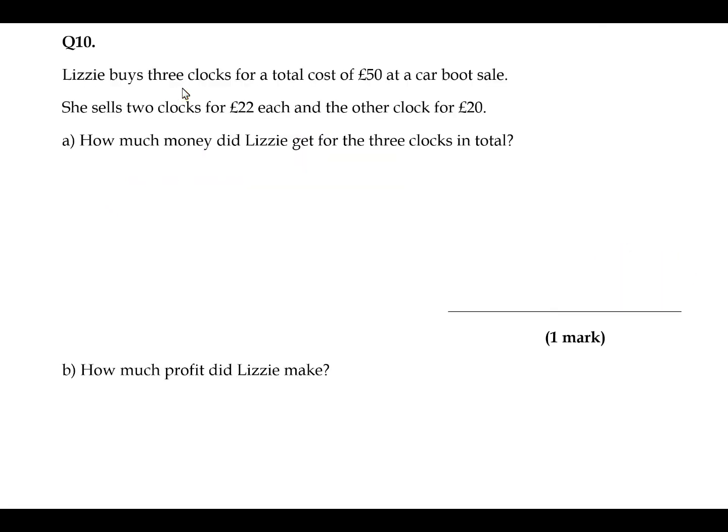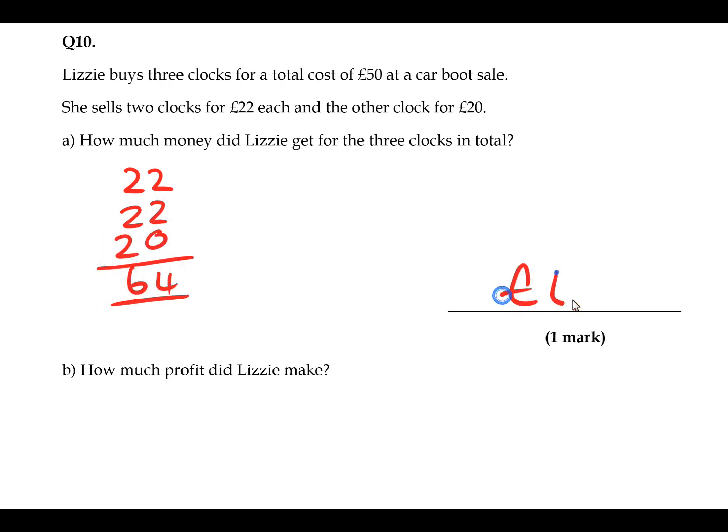Question 10. Lizzie buys 3 clocks for a total of £50 at a car boot sale. She sells 2 clocks for £22 each and the other clock for £20. How much money did Lizzie get for the 3 clocks in total? So we're just adding 2 lots of 22 and the 20 for the third clock. So she got £64 in total.